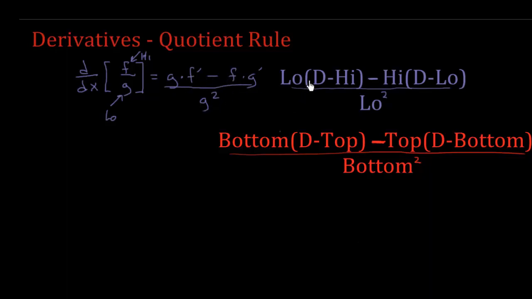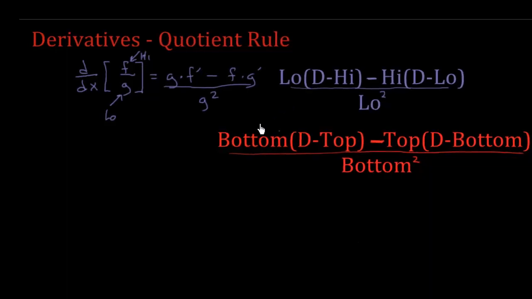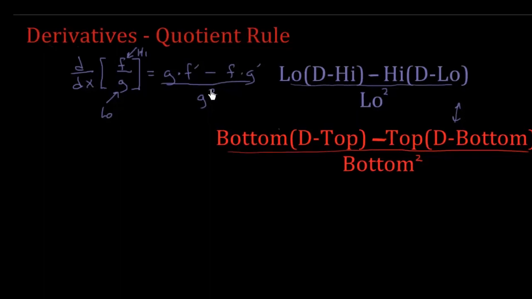If you don't like saying low d high minus high d low, or don't like saying it in your head, you can also use bottom d top minus top d bottom over bottom squared. Again, it says the exact same thing. Or you can just memorize the formula on its own. When I first did it, I probably used one of these two, and then eventually you get used to the formula and you don't have to say it. So try to remember it using one of these or just use the formula. Let's go ahead and do an example.